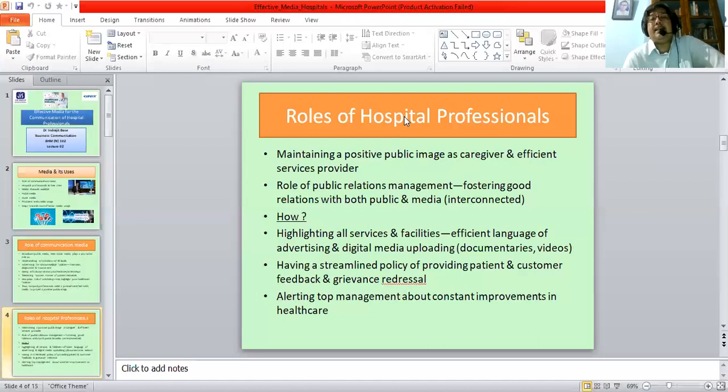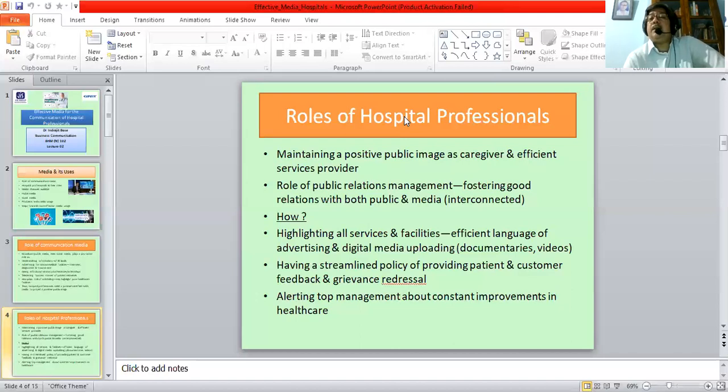First of all, you have to highlight all the services and facilities that you provide, and you have to use the language of advertising and digital media uploading through documentaries, videos, and various other digital media tools. So you have to use this language and you have to use digital media in a very, very positive and reinforcing way. So you also need the relevant technical expertise. If you don't have it, then acquire this assistance from other service providers.